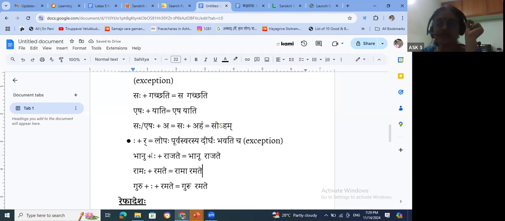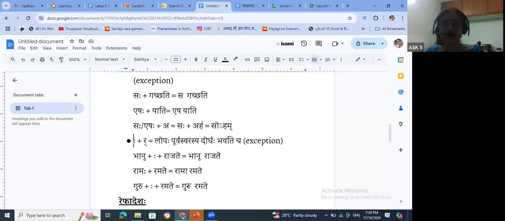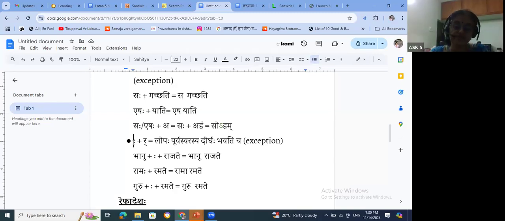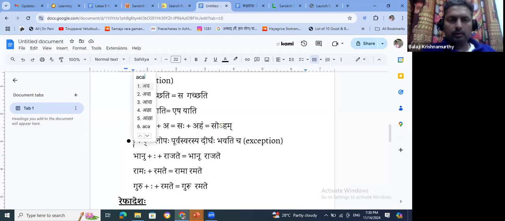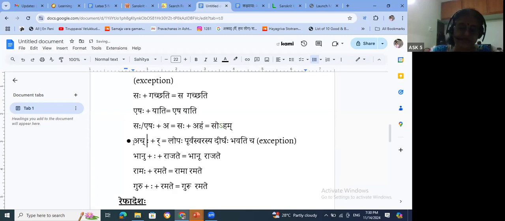What is the condition for a Visarga Sandhi? What is the basic condition for Visarga Sandhi? What should be the Purva Varna always? It can be Visarga, what? What should be there before Visarga? What is the basic condition? Ach should be there.